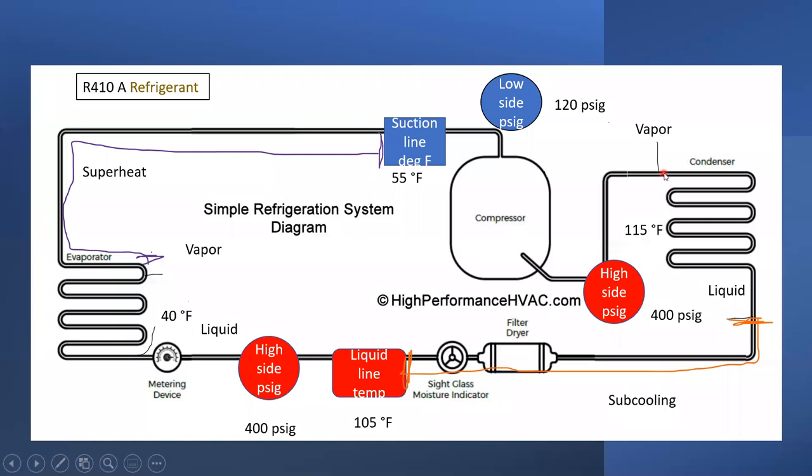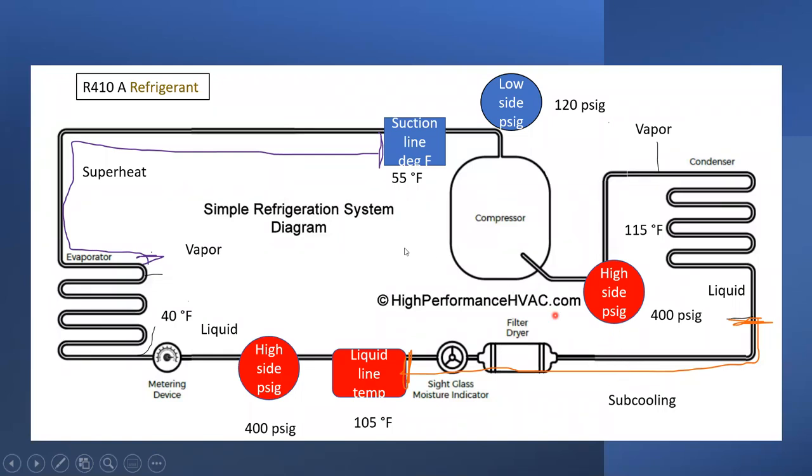And that's where it's changing from a vapor to a liquid. Everything inside of this part right here is going to be a mixture of vapor and liquid. Once we reach the liquid point, 100% liquid, how much extra heat are we getting out of the liquid would be the difference between what we see here and what we see on a temperature probe right here on the outlet of the condenser. And because it's 115 versus 105, that'll be 10 degrees of subcooling.